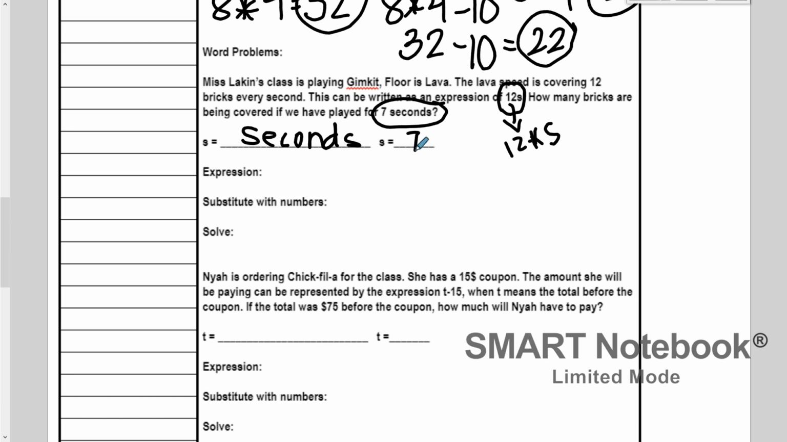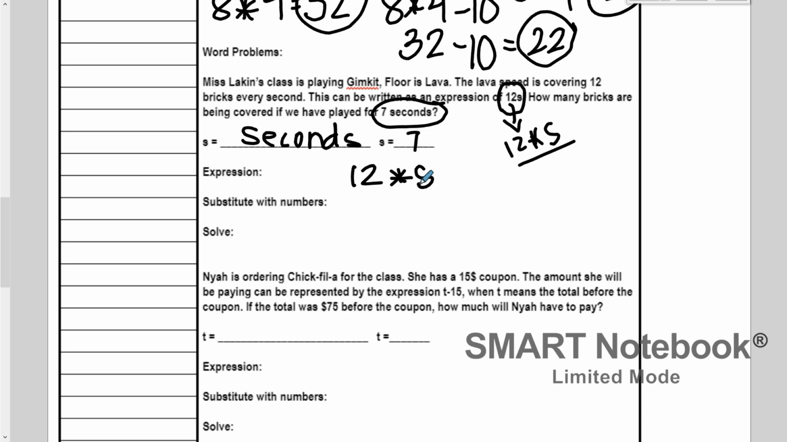Okay, so our expression, which we just rewrote over here, we're going to put here is 12 times S. They gave us all this information. This is exactly like how it will be on your quiz or test. We will give you all the information. You just have to know how to use it.